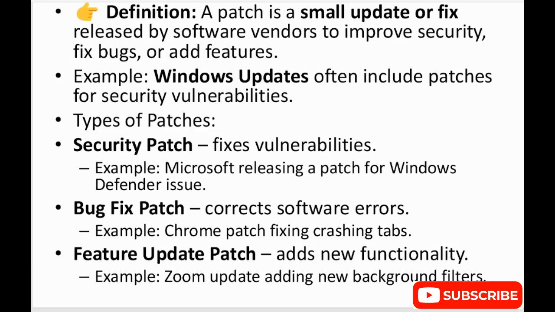Feature update patch is also there, which adds new functionality. Example, a Zoom update adding new background filters. Okay, suppose Zoom added any new background filters. So you just go through this feature update patch, and then after patching, you will be able to see the new background filters which Zoom added.